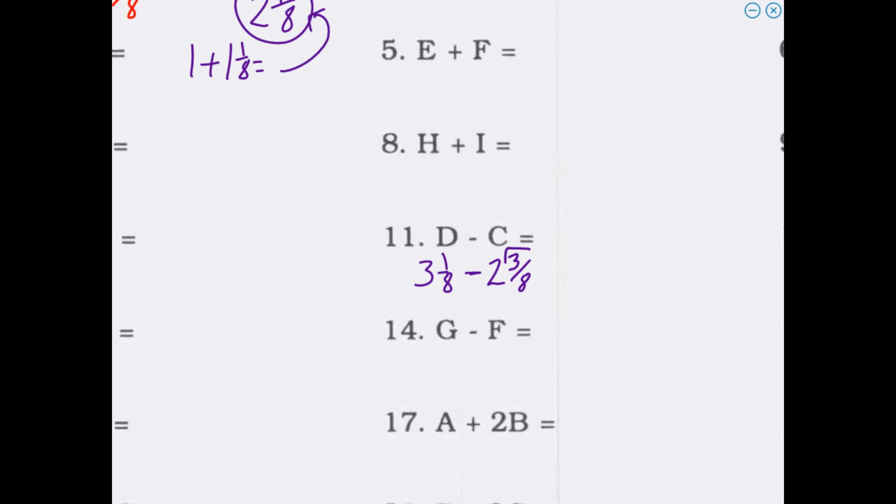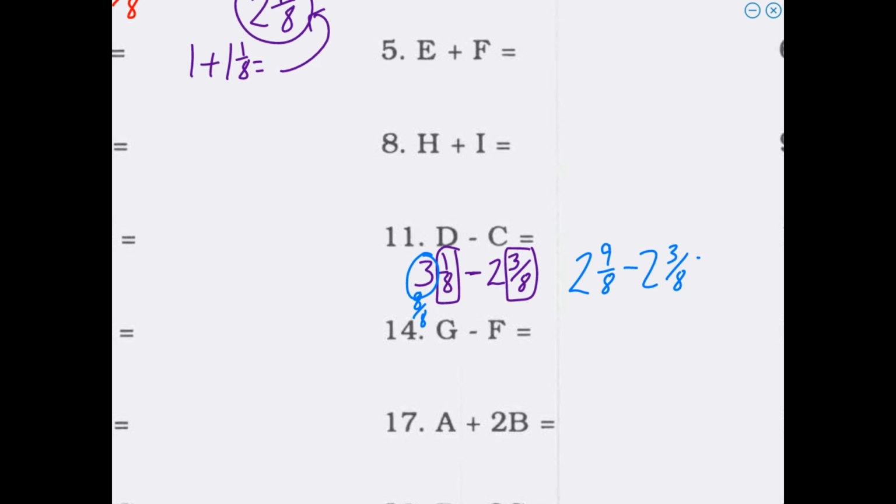I cannot take 3/8 away from 1/8. Okay, my whole numbers work, but my fraction doesn't, and I need to look at that first. So this is where what we just did in that first example is going to come into play. I need to borrow 8/8 from this one and add it here so I can rewrite this as 2 and 9/8 minus 2 and 3/8.